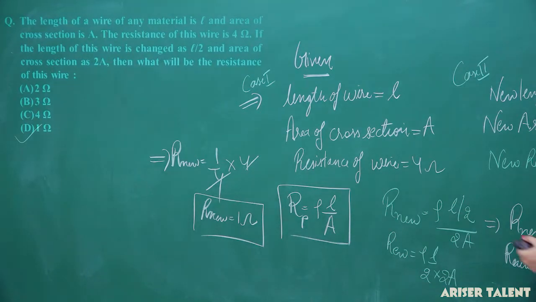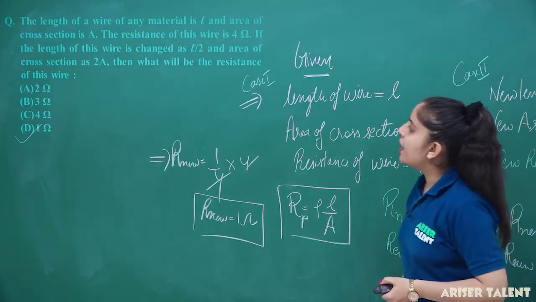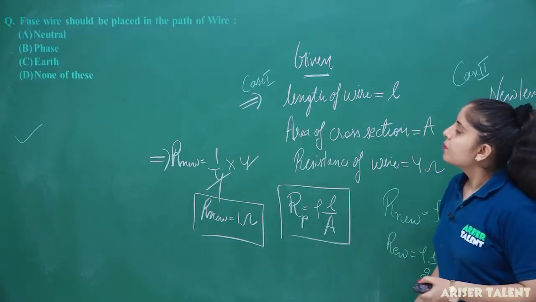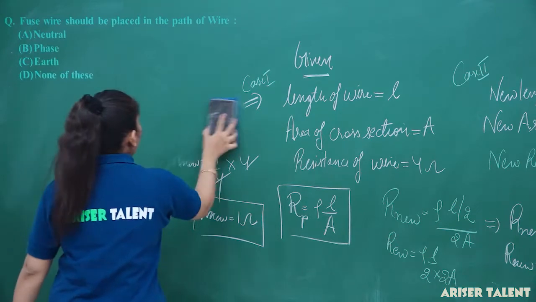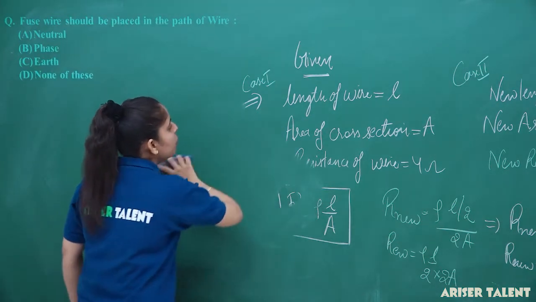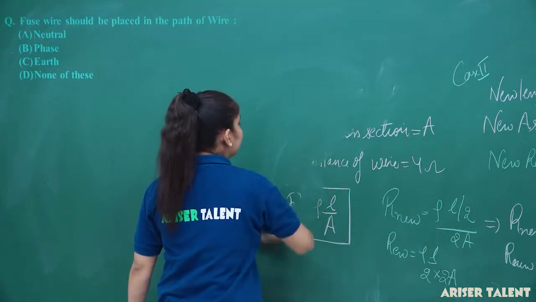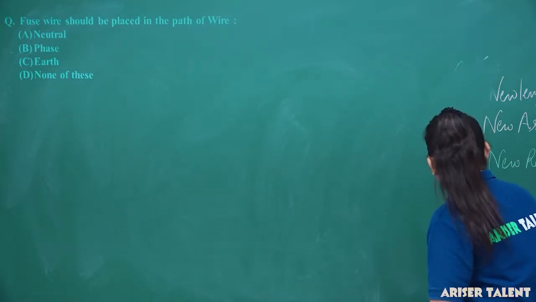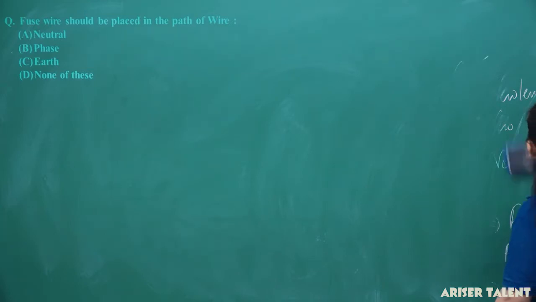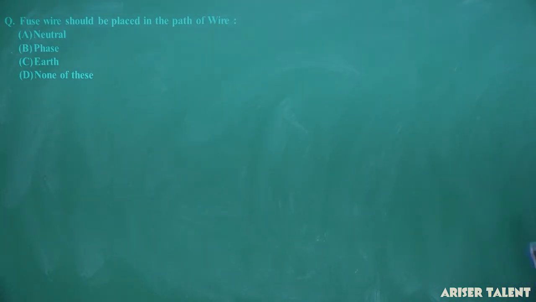Now, let's move to the next question in this sequence. Fuse wire should be placed in the path of. If you want to connect the fuse wire in the circuit, you just have to put it with the phase. This is a very common question. You have to learn that the fuse will always be placed with the phase.